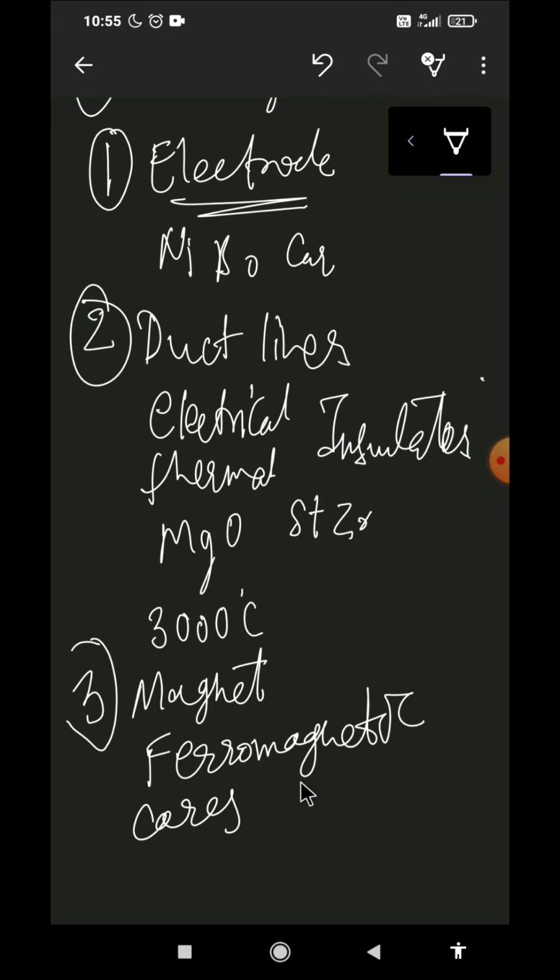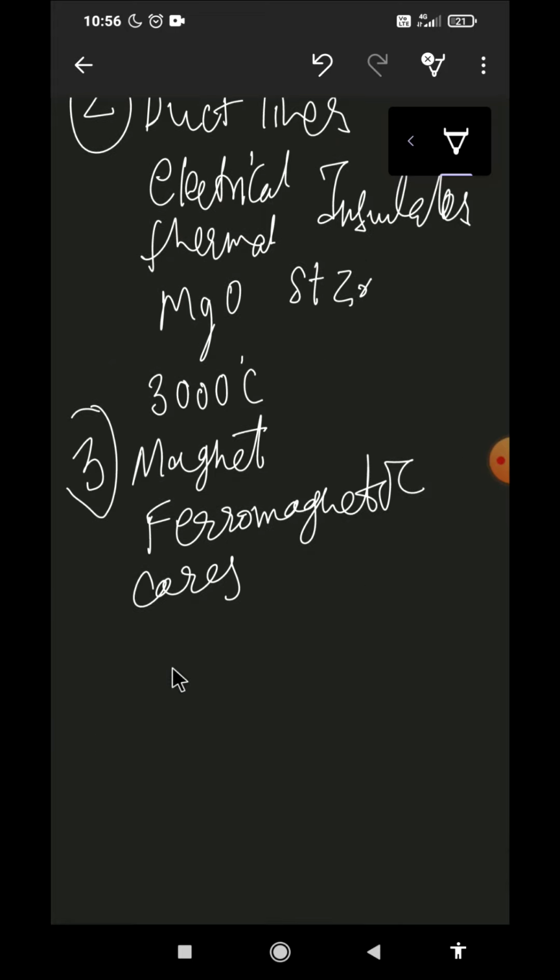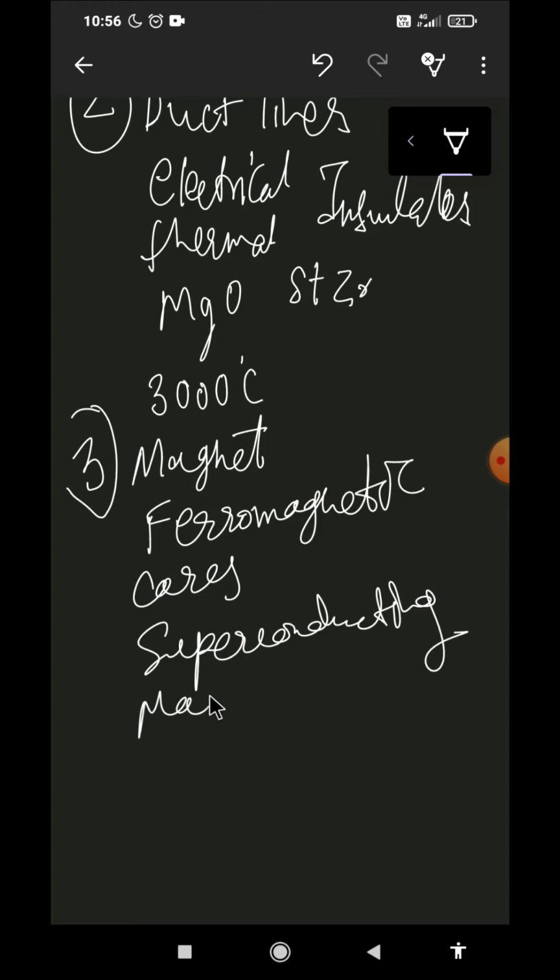Ferromagnetic cores can be provided, and superconducting magnets can also be provided with use of very little current. So these are the components where the materials are used.